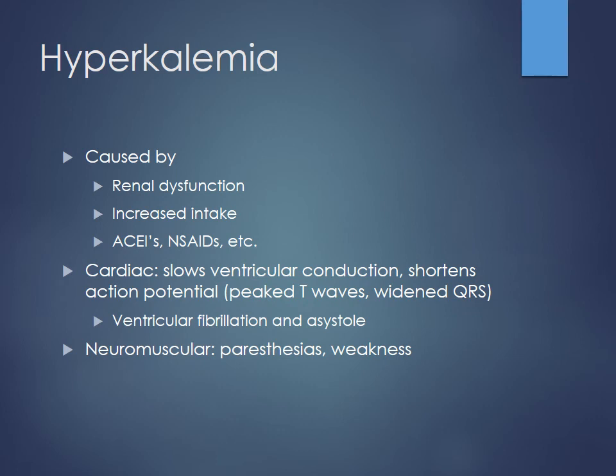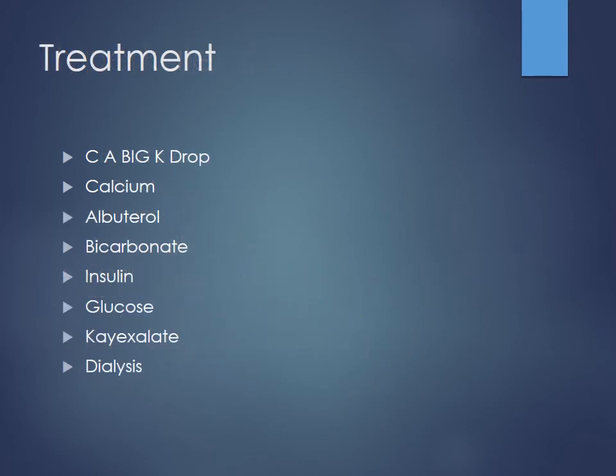You start to get concerned about these cardiac arrhythmias, but peripherally you can also see some of these paresthesias and weaknesses as well. And so we want to reverse this because this is definitely potentially life-threatening. So how do we do this? I have a handy mnemonic to remember the treatments to use for hyperkalemia because not all of them are very intuitive when you're looking at them. But basically I use the mnemonic CA big K drop. Okay, basically it's going to stand for calcium, albuterol, bicarbonate, insulin, glucose, K-exalate, and then dialysis. Okay, I'm going to talk about one of those in detail in just a second here.